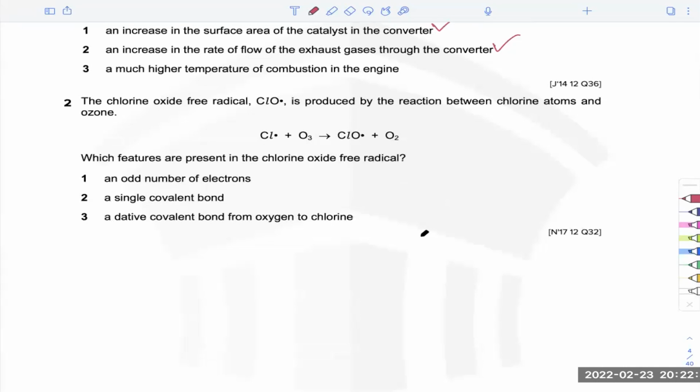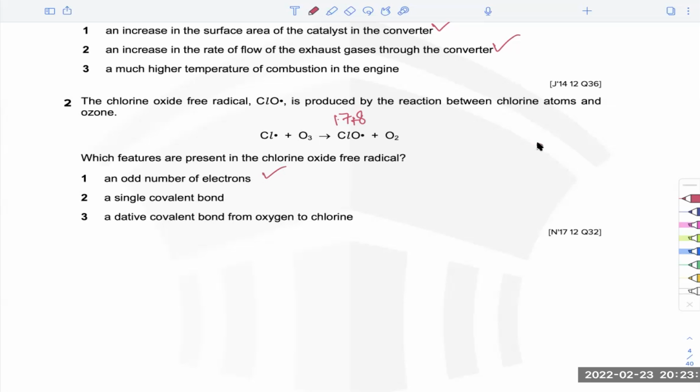Chlorine oxide free radical is produced by reaction of chlorine atoms with ozone. Which features are present in a chlorine oxide free radical? Any radical is one that has an unpaired electron; an odd number of electrons is not necessary, it just has to have an unpaired electron. So does this one have an odd number? Chlorine and oxygen. Yes, chlorine is 17 and oxygen is 8, so that is an odd number.